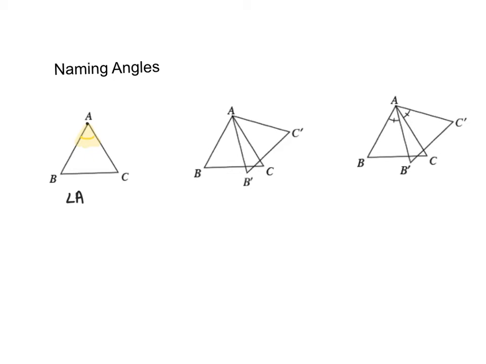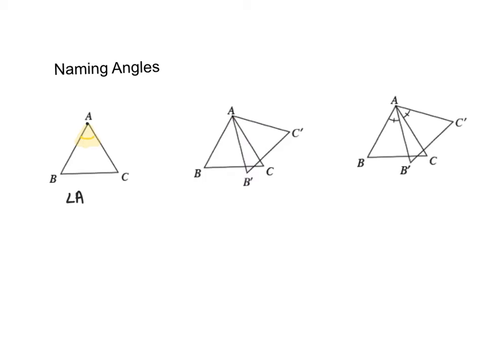In the second triangle, I've taken triangle ABC and rotated it. I've created a second one, triangle AB'C', and I've rotated it. Now if I want to reference the angle at the top of that triangle, angle A, I have to be more specific because, as you can see, there are 6 different angles whose vertex is at point A.